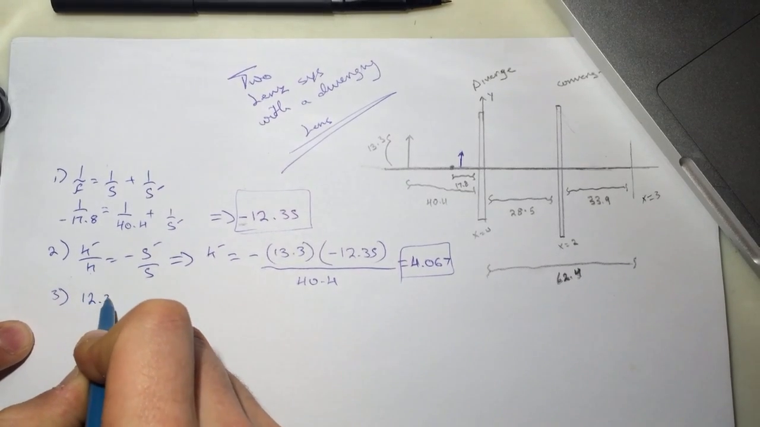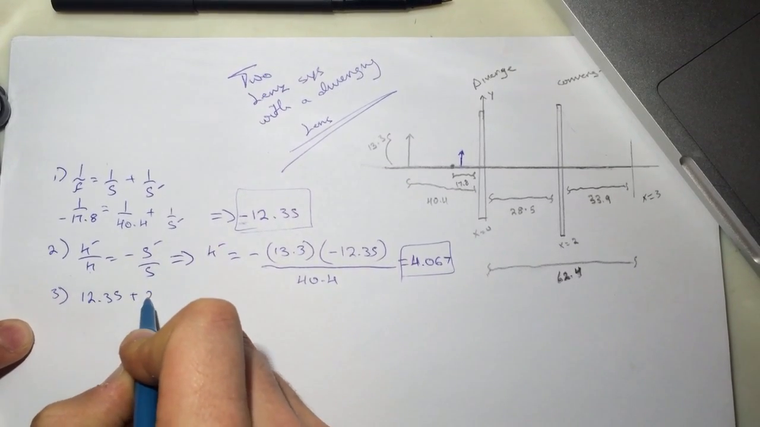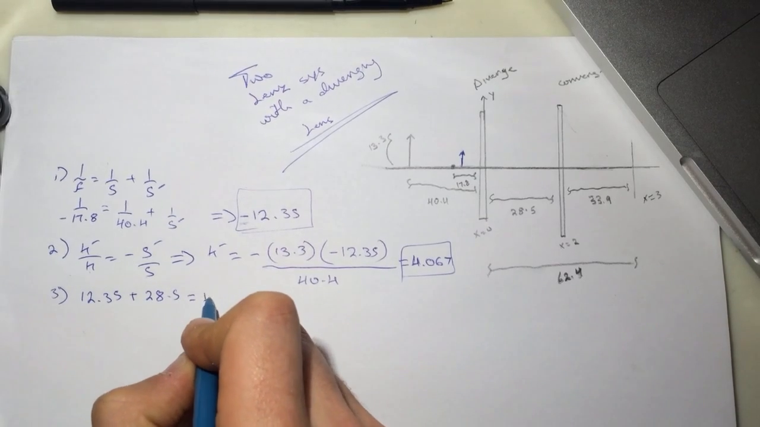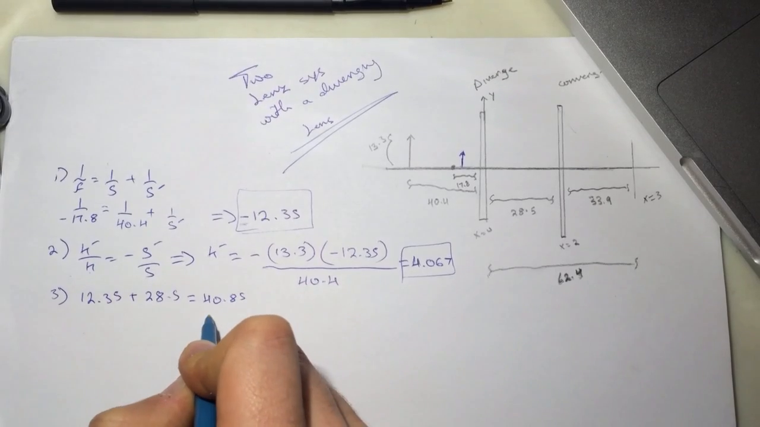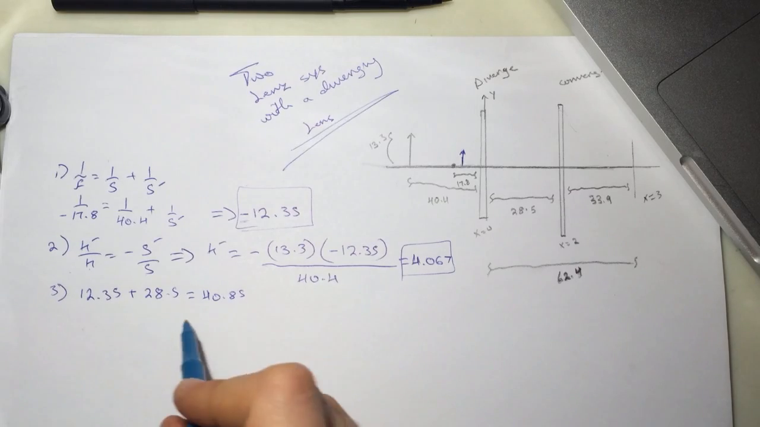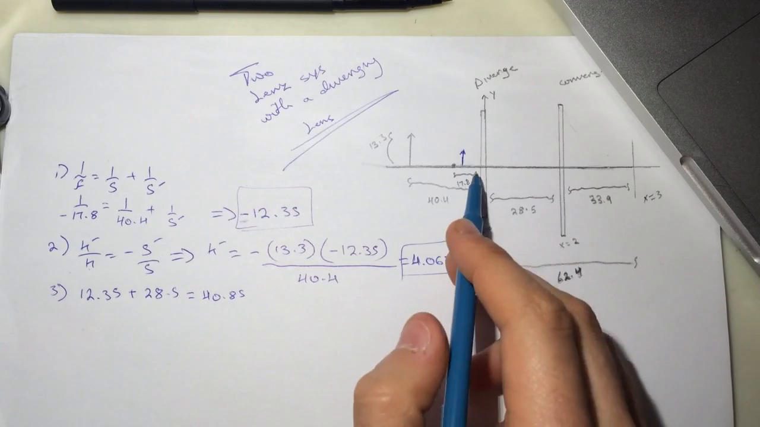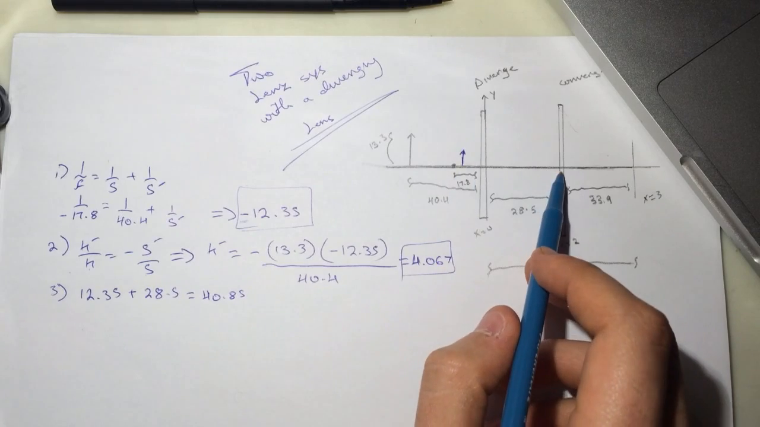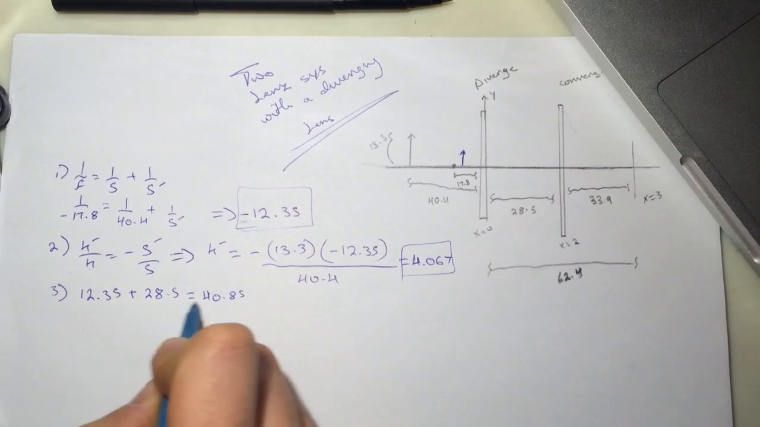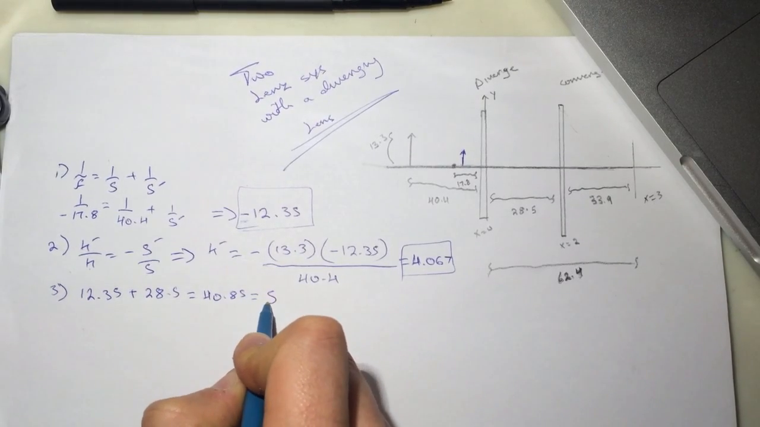So 12.35 plus 28.5. And what did I get? I got, I think, 40.85. So now this is the distance between the new object and the converging lens, which is S.